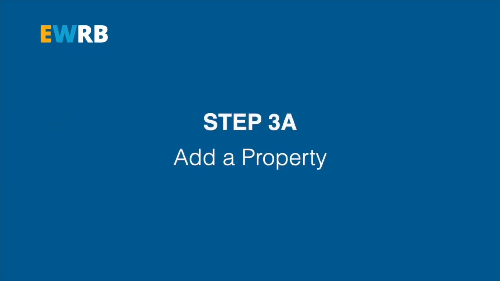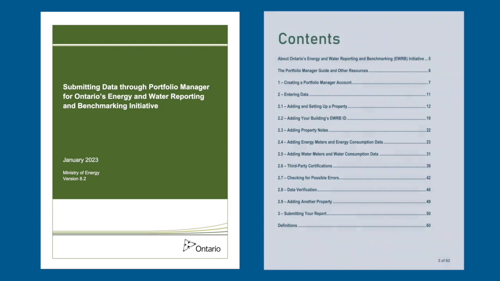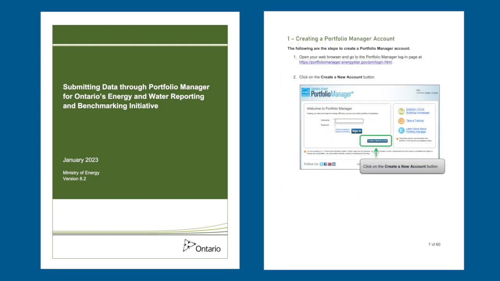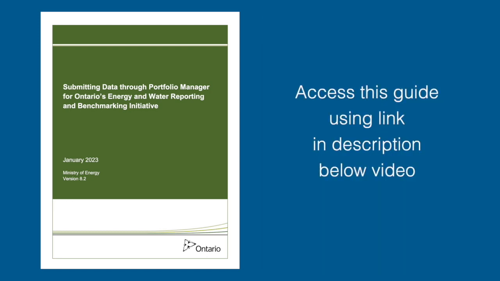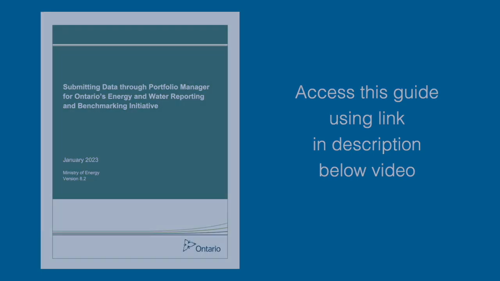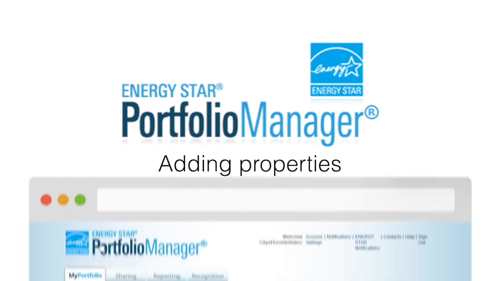Step 3A. Add a property. To assist building owners with reporting, the Ontario Ministry of Energy has created a detailed guide covering all steps in the reporting process, from creating a portfolio manager account to submitting building data to the ministry. To access this guide, in addition to watching this instructional video series, click on the link in the description below this video.